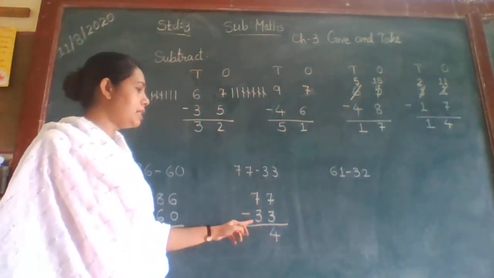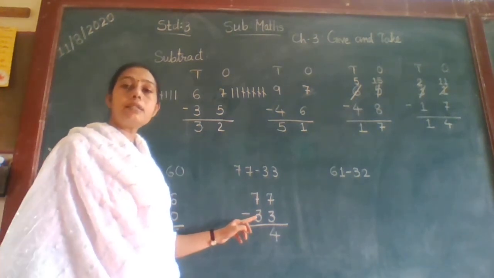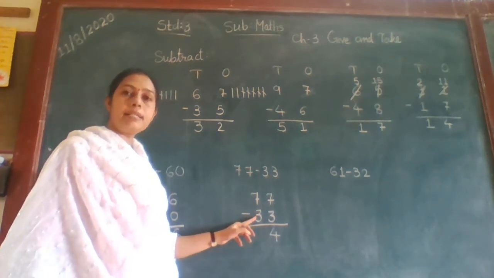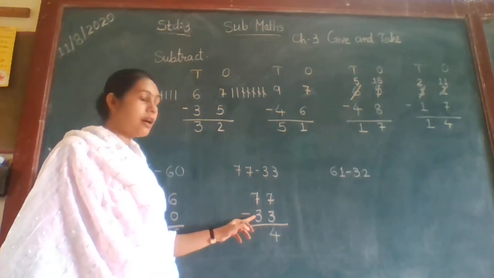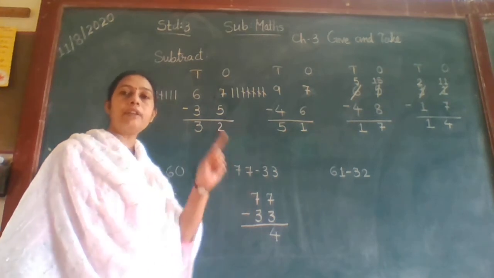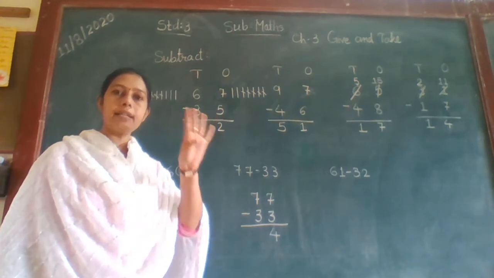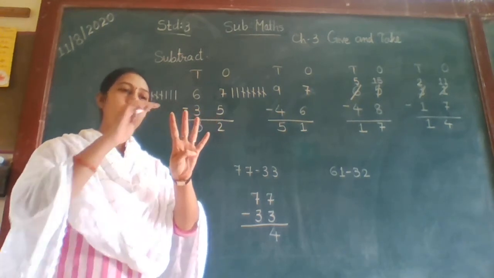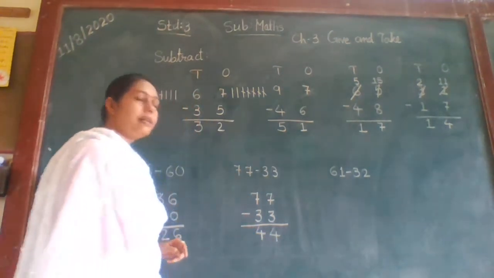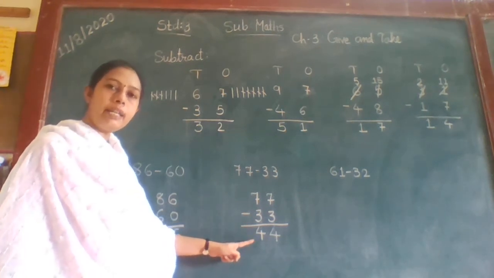Now we subtract the tens place. So in the tens place also we have to see what is on the tens place in the second number. So 3 is there. So here also we have to count the fingers after 3 till 7. So after 3: 4, 5, 6, 7. How many fingers did you get? 1, 2, 3 and 4. So therefore we have to write on the answer place: 77 minus 33 is equal to 44.